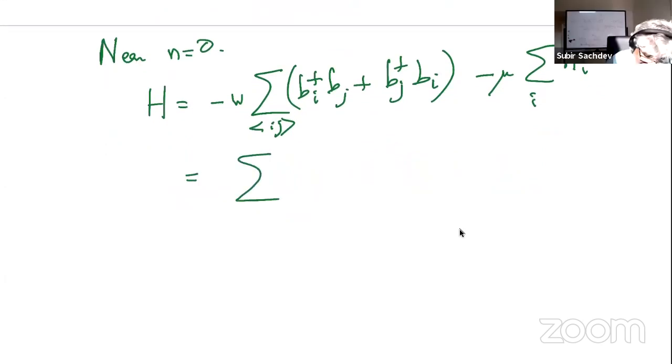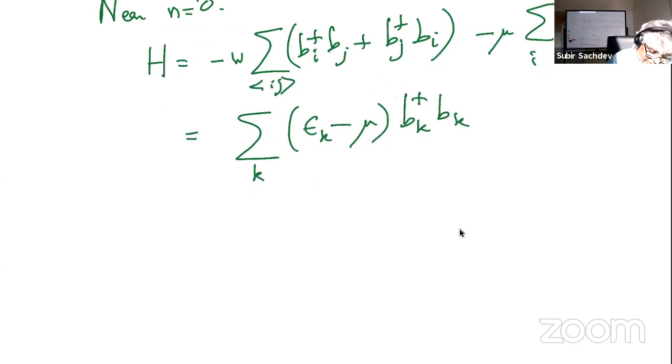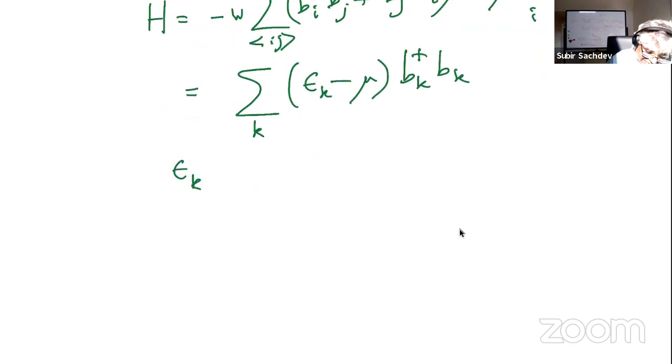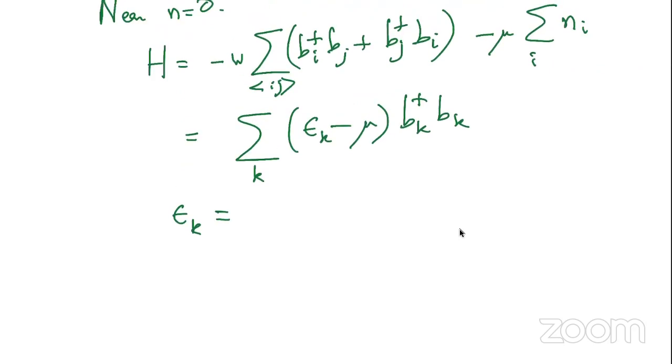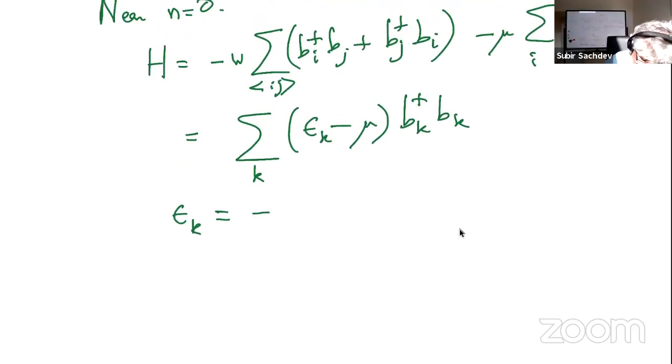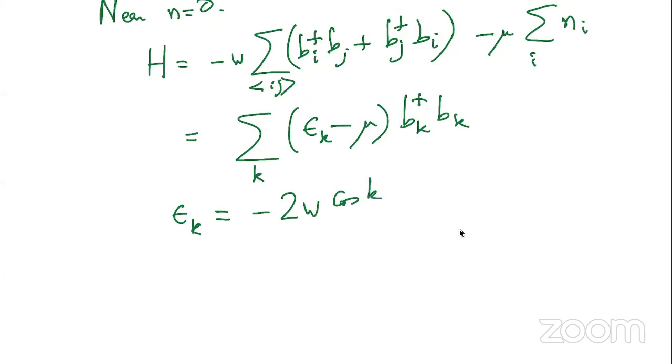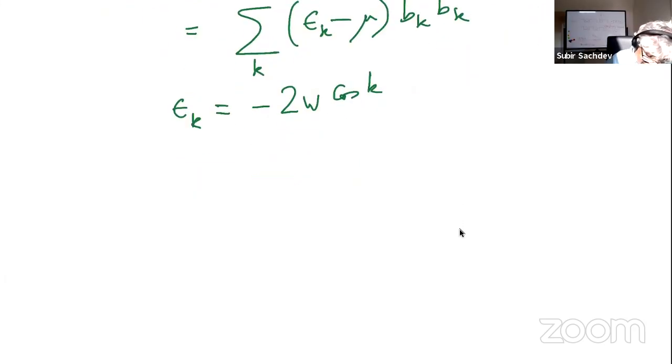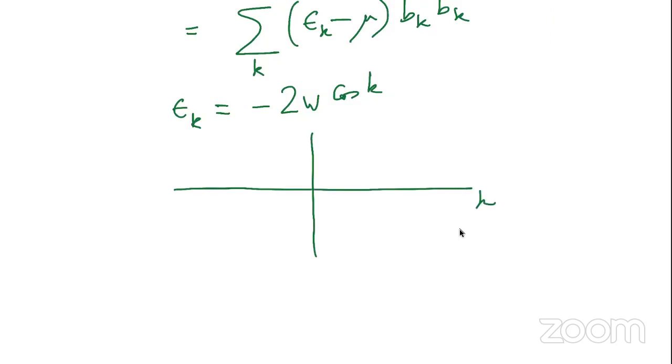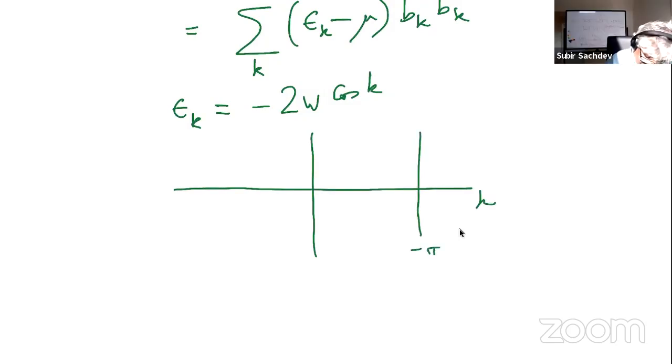If you write this in momentum space, this is just a tight binding model. It'll be epsilon k minus mu in Fourier space, b dagger k b k, where epsilon k, I hope you've all seen a tight binding model somewhere. If you haven't, look it up in some quantum mechanics book. In one dimension, it will be minus 2W cosine k. If you plot that as a function of k, k goes from minus pi to pi, the lattice spacing is one, and this dispersion looks something like this.